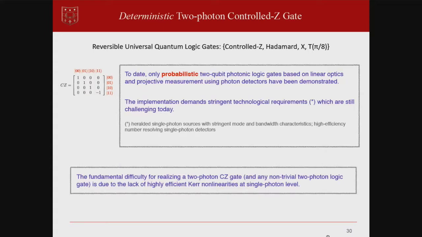So today, people already knew for a long time how to do this. But optically, today, people can only do probabilistic 2-qubit photonic logic gates based upon linear optics and post-selection measurement using photodetectors. The yield in general is very low. The number depends on which specific scheme, so I won't mention those numbers explicitly. And the most important thing is that the implementation of this scheme is typically very challenging. You need to have many, many things match to make it. Again, the fundamental difficulty for realizing the 2-photon controlled Z gate and any other similar attempt is due to the lack of highly efficient quantum nonlinearity at the single photon level.